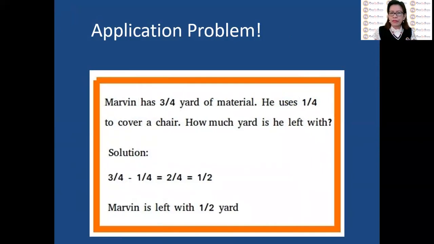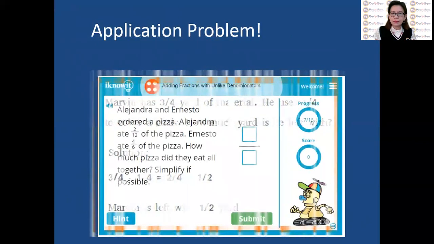So at first, Marvin has 3/4. So that's the original measurement of the material of Marvin. And then out of this 3/4, he uses 1/4 to cover a chair. So therefore, how to find how many yards left? We're going to subtract 3/4 minus 1 out of 4. So Marvin is left with 1/2 yard of his material.